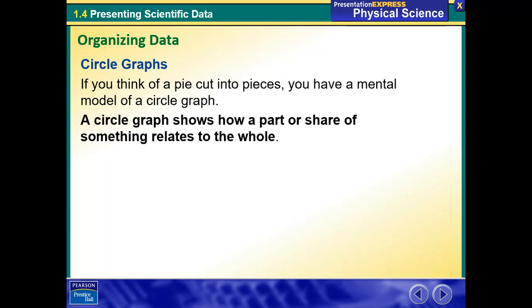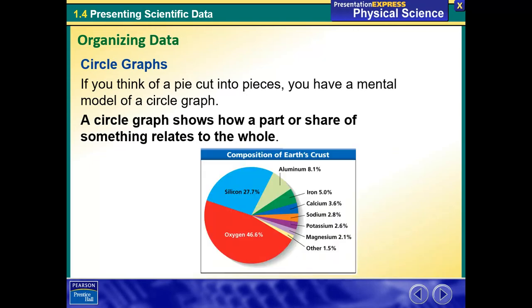And the last type of graph is a circle graph. If you think of a pie cut into pieces, you have basically a mental image of a circle graph because they are also called pie graphs. A circle graph is important because it shows how parts of something relate to the whole.